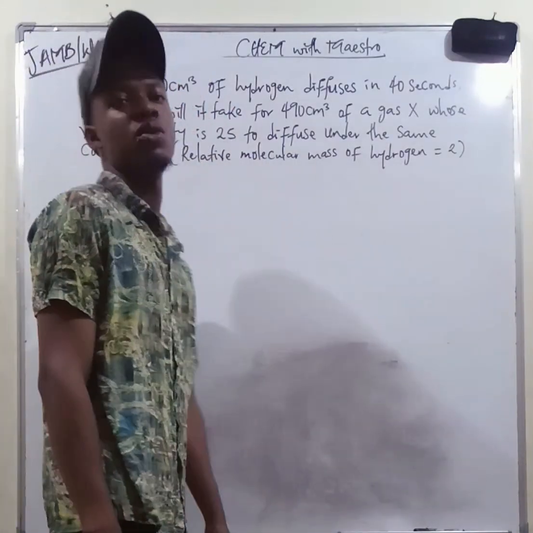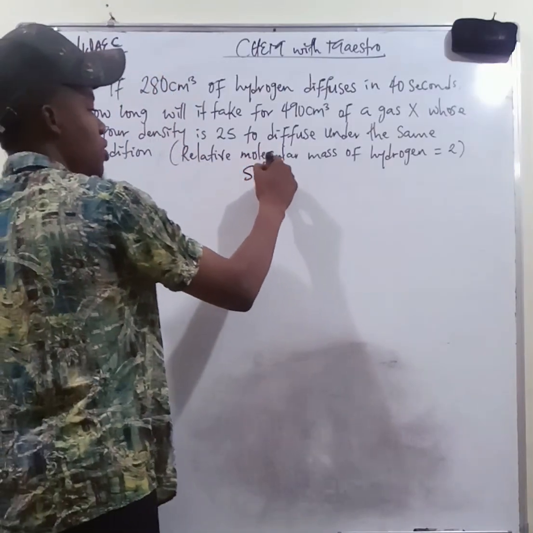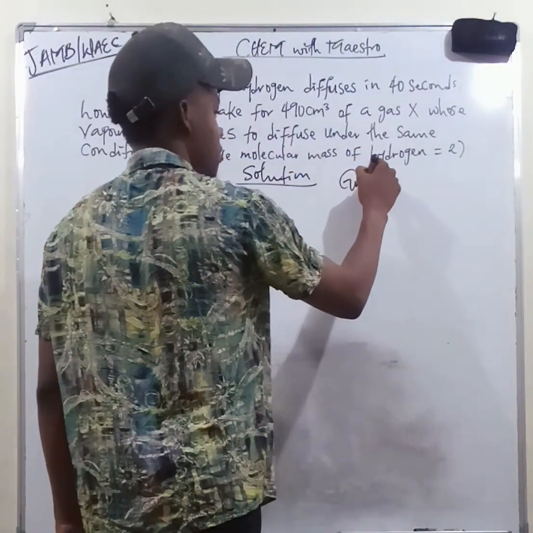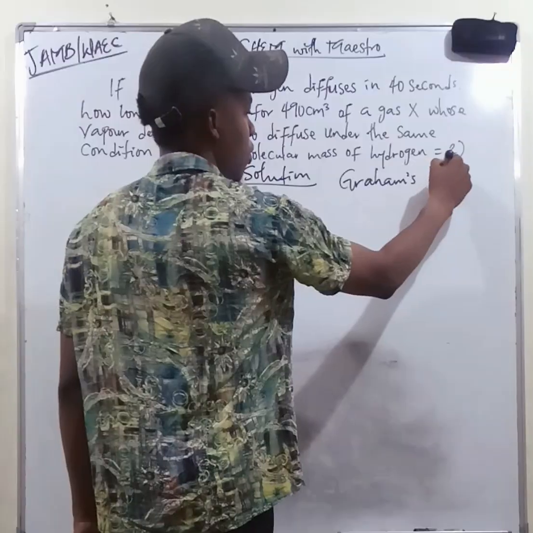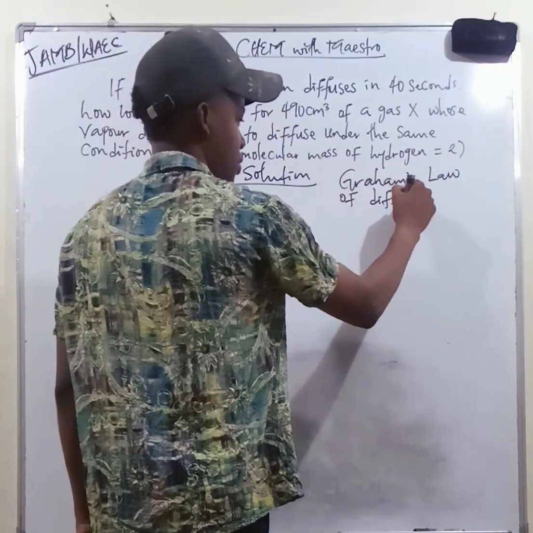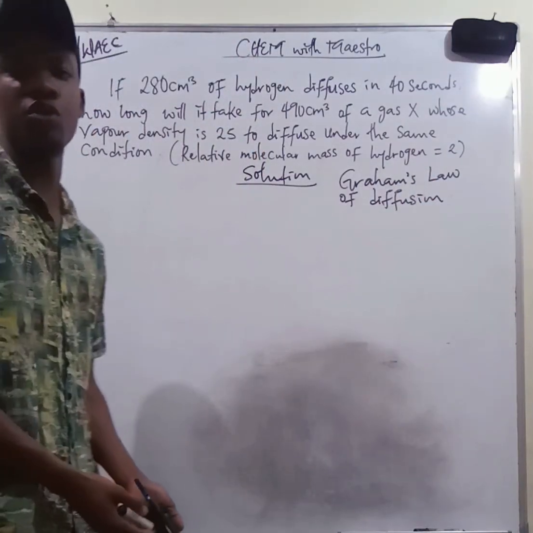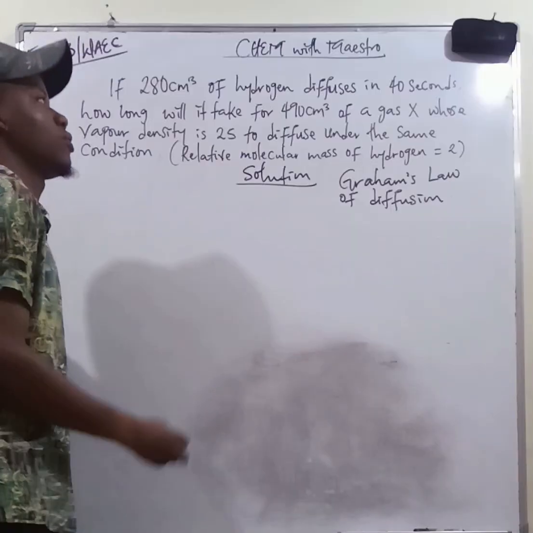Now, when looking at this question, it says if 280 centimeter cube of hydrogen gas diffuses in 40 seconds. Of course, without being told, you should know that this question is coming from Graham's law of diffusion. So now look at the question.